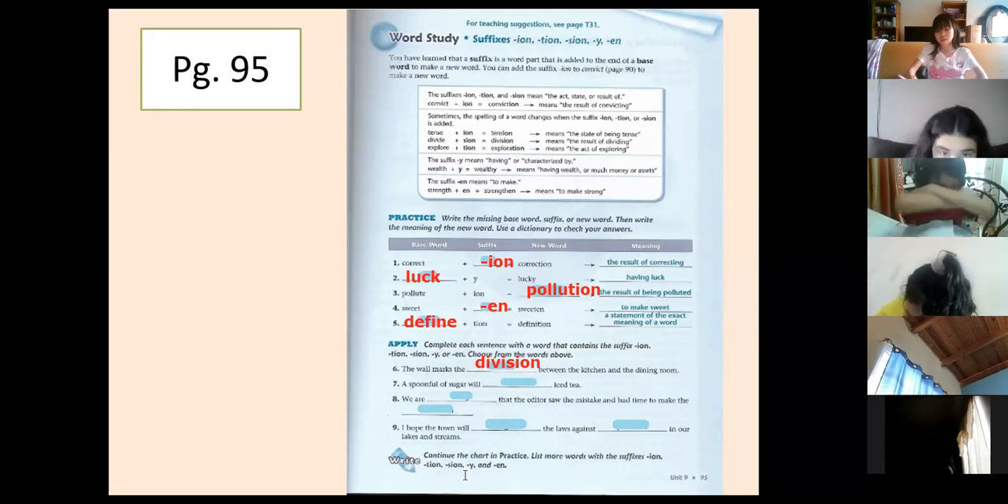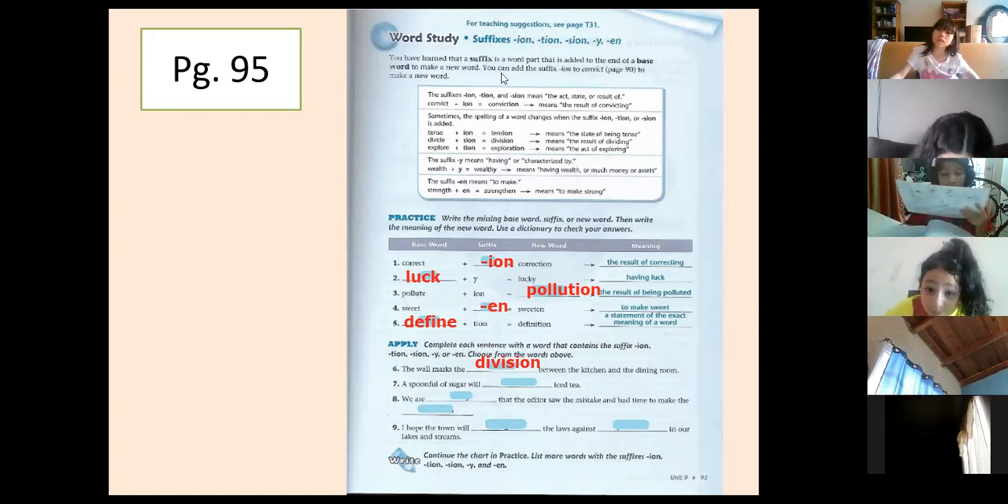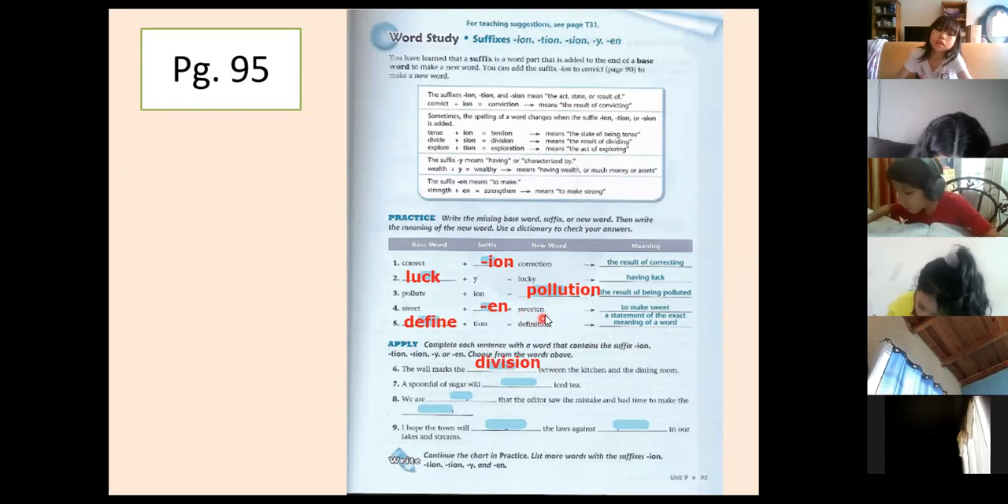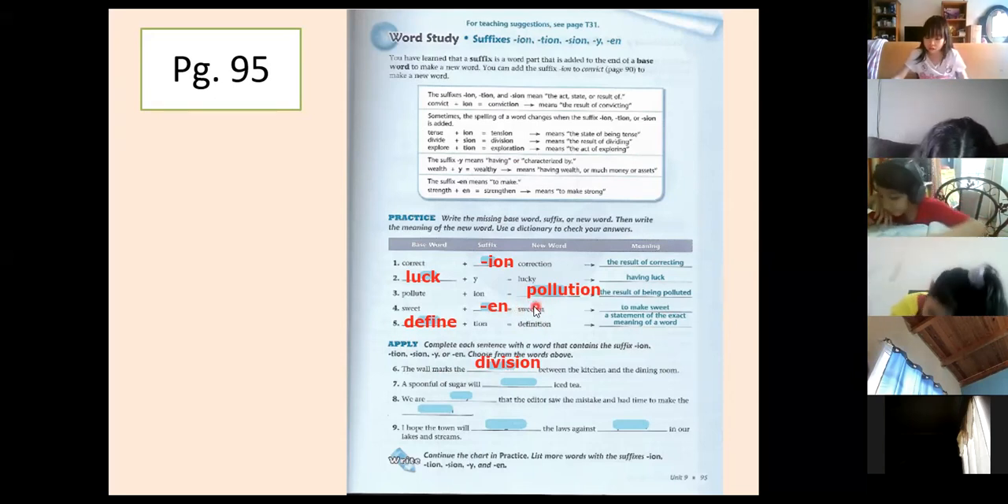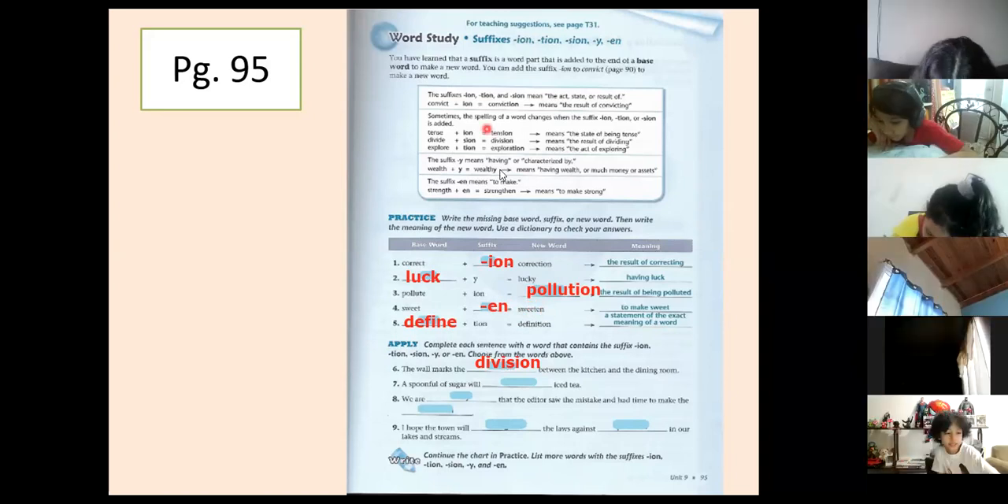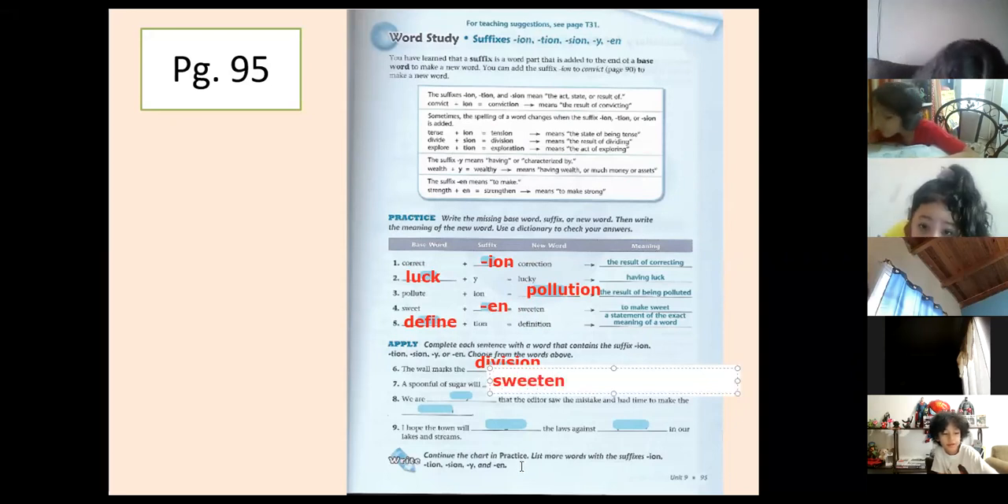Number 7, a spoonful of sugar will blank the iced tea. How is it going to taste if you put sugar in the iced tea? How is it going to taste? Sweet. That's right. So let's write it down. A spoonful of sugar will sweeten the iced tea.